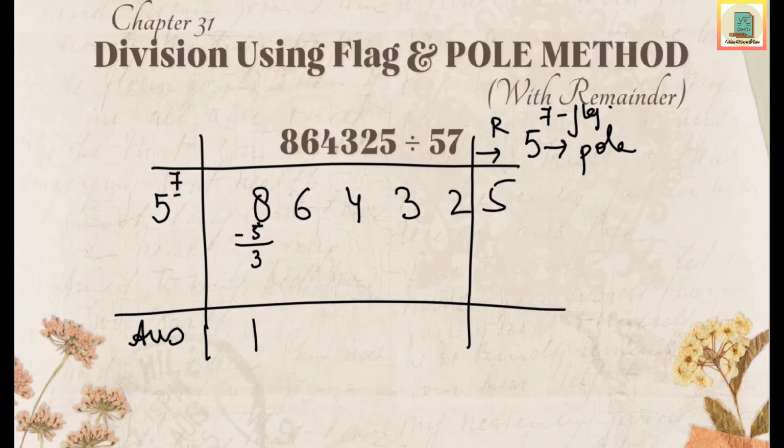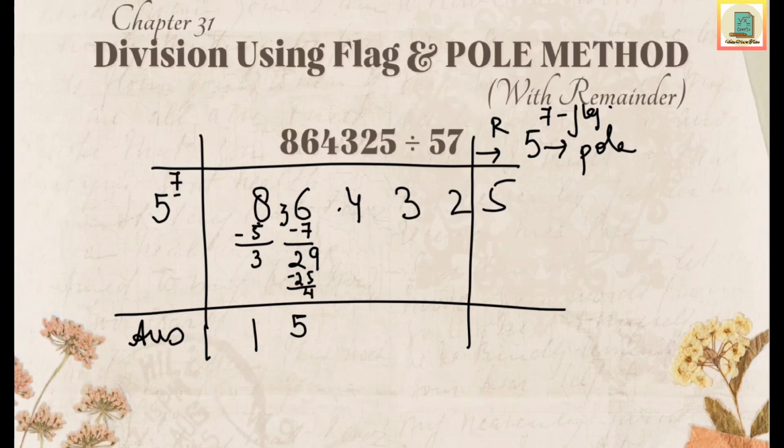Now this 3 will go over here. So it will be 36. Now this 1 will be multiplied with the flag, that is 7. So 1 7s are 7. So minus 7 we get 29 as the next divisor. Now it's going by 5. 5 5s are 25. So minus 25 we get 4 as a remainder.